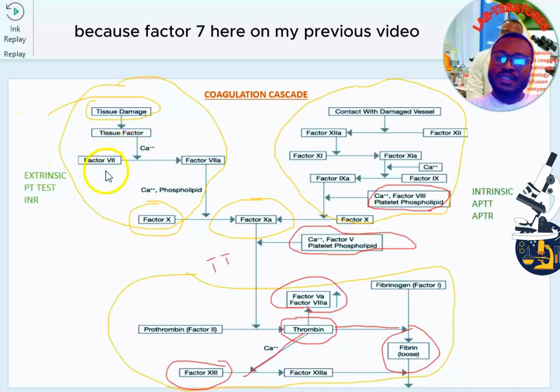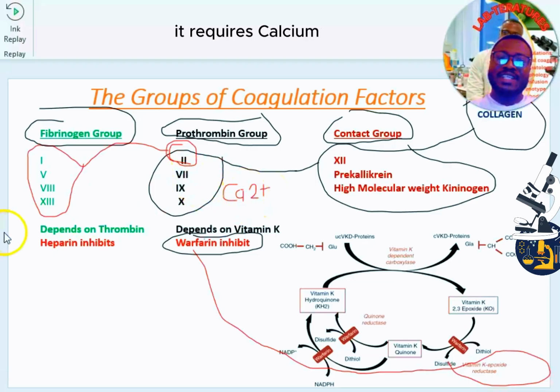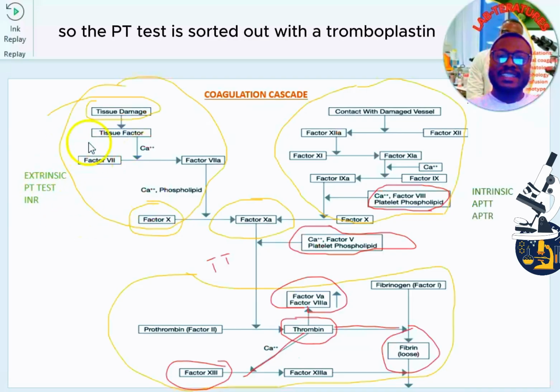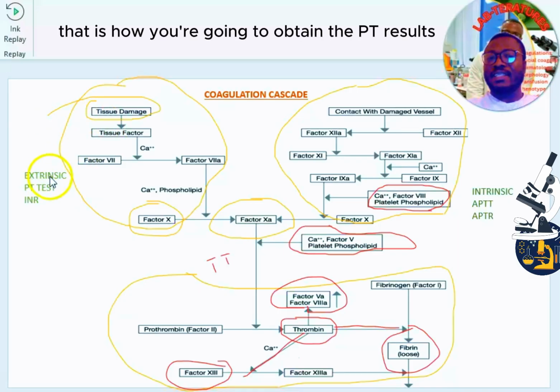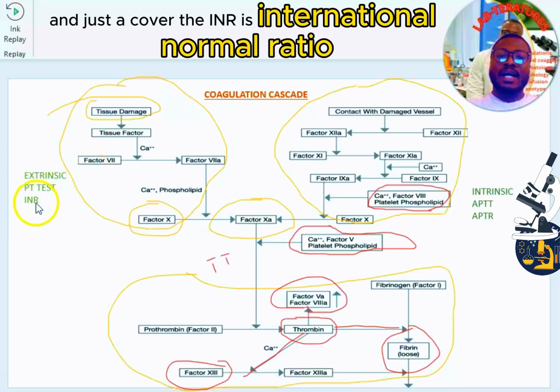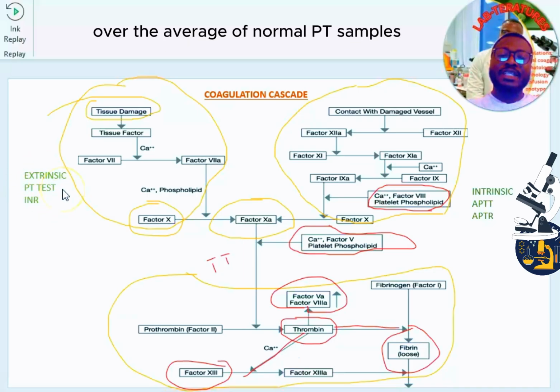So don't forget it, because factor 7, on my previous slide, factor 7 is here. It requires calcium, so it's definitely going to need calcium. So don't forget this aspect. So the PT test is sorted out with a thromboplastin within the reagent. That is how you're going to obtain the PT results, and then we deduce the INR from it. And just to cover, the INR is the international normalized ratio. We obtain it from the PT over the average of normal PT samples.